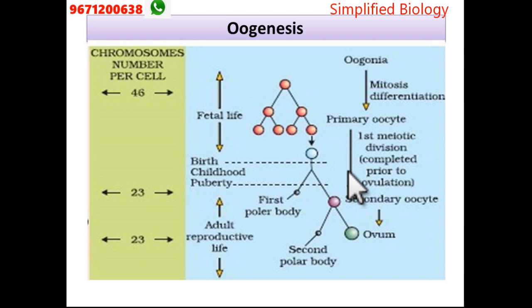Just check the flow, that is the flow chart. Here, oogenesis. In oogenesis, during mitotic differentiation, it forms the primary oocyte. One cell divides into two, then two again into four equally. Okay. After that, at birth time, that cell will be there. Up to childhood, the same cell is there. And at puberty, the same cell is there.